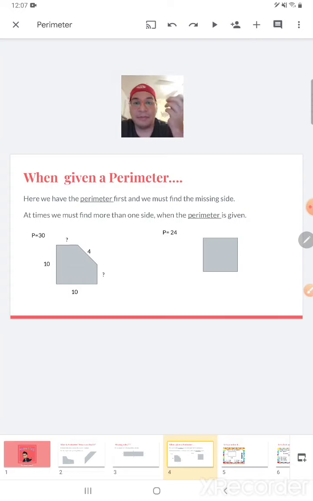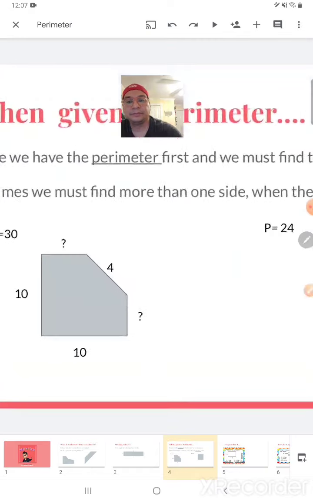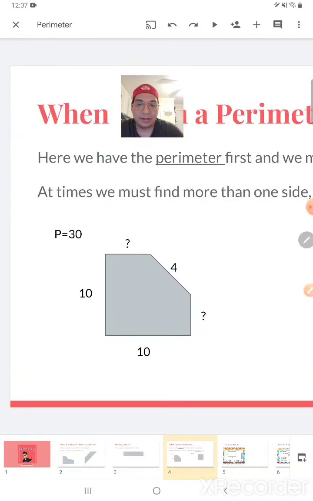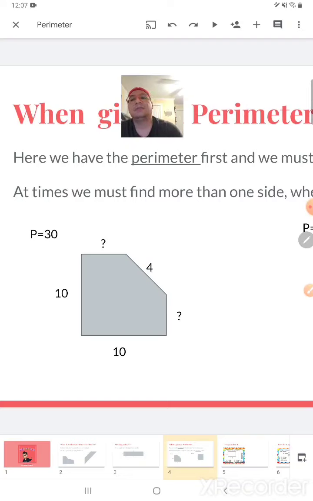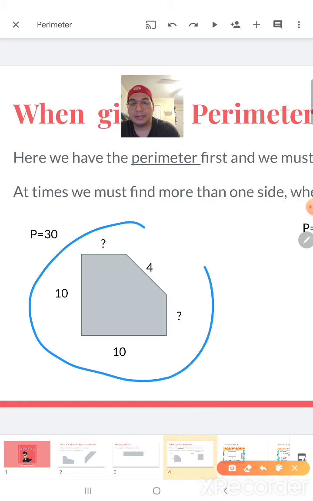So when we have a perimeter, sometimes they just, for example, here, I'll zoom into this one. To this shape first, and this perimeter tells us it's equal to 30. So I know that this perimeter, all these sides together have to equal 30. So all these put together equal 30. Okay, so 10 plus something plus 4 plus something equals 30. I don't know what it is yet, right?